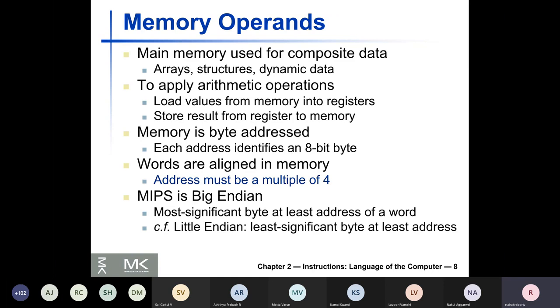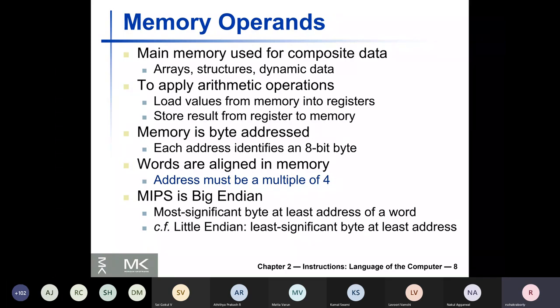Notice these two terms, load and store. Don't confuse between them. Memory to register data transfer is load. Register to memory data transfer is store. Do not confuse between them. Initially you might get a little confused, but you should remember this.